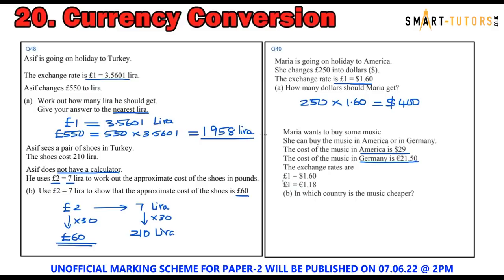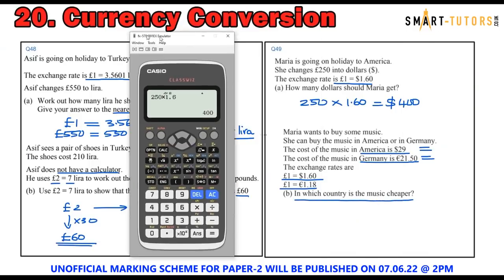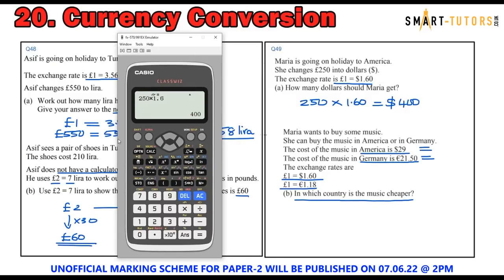So the exchange rate is given. All you want to do is convert this back into pounds. She is very familiar with comparing the values in pounds. So she needs to know, in her own country's currency, what the music player costs for her. In which country is the music cheaper is the question. So this time you are converting back into British pounds.